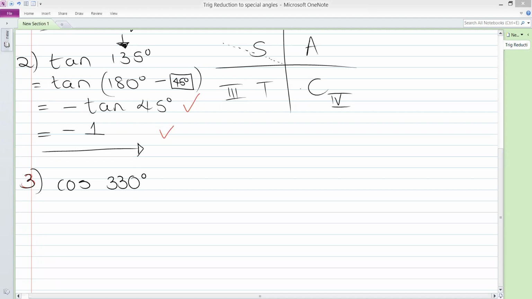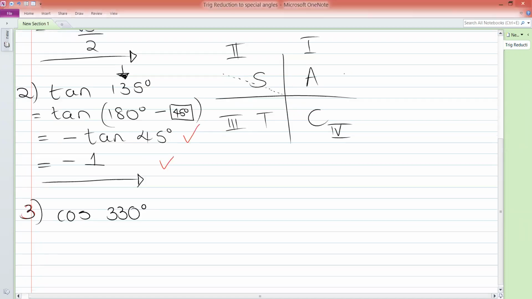Okay. So cos 330, right? Which quadrant is 330 in, right? 330, okay, is in the fourth quadrant. Okay, so maybe you're wondering, how do I know?